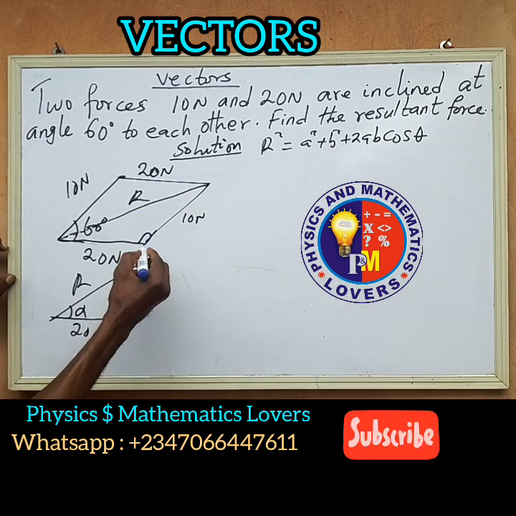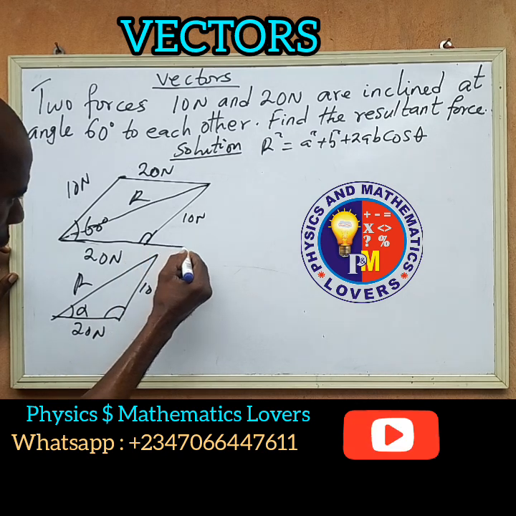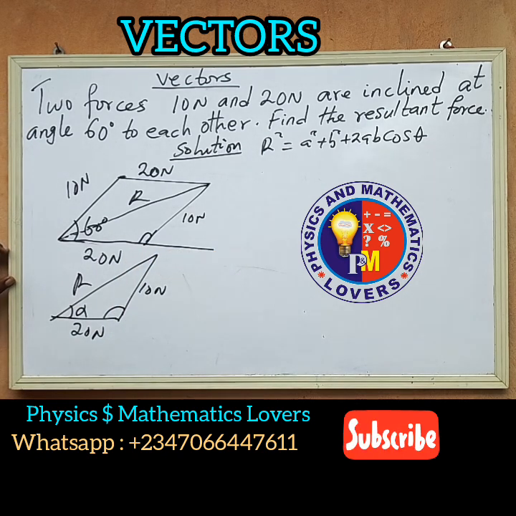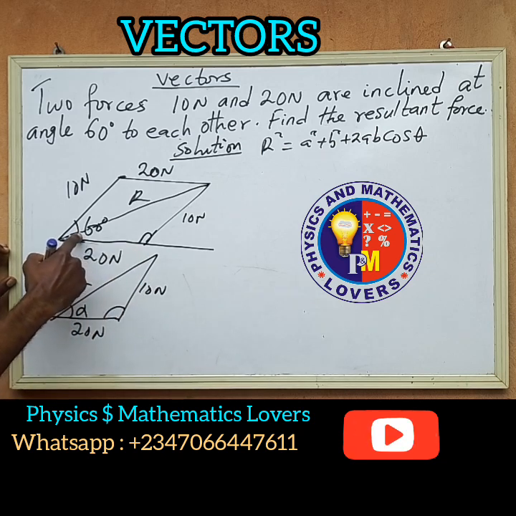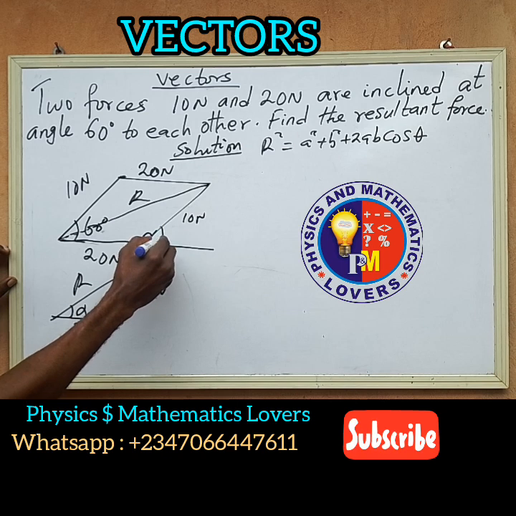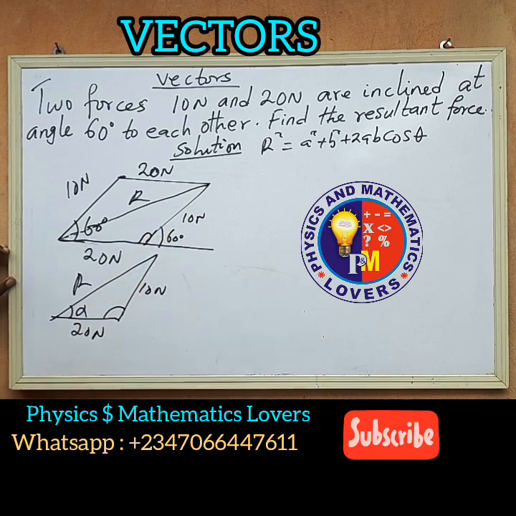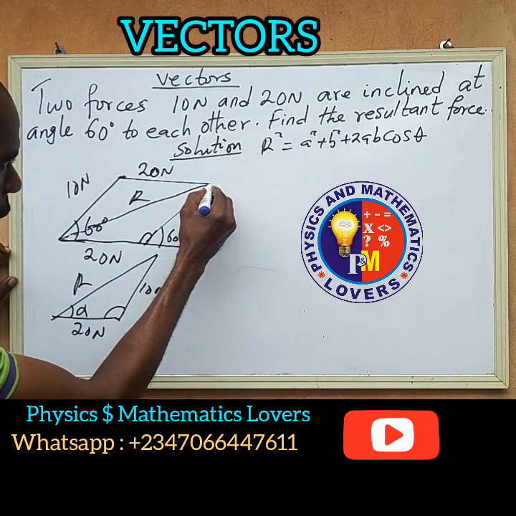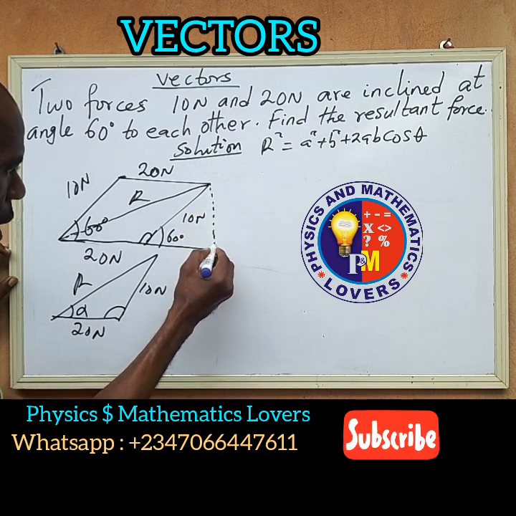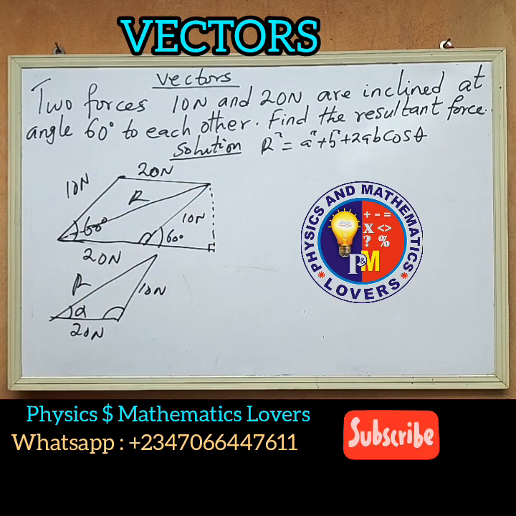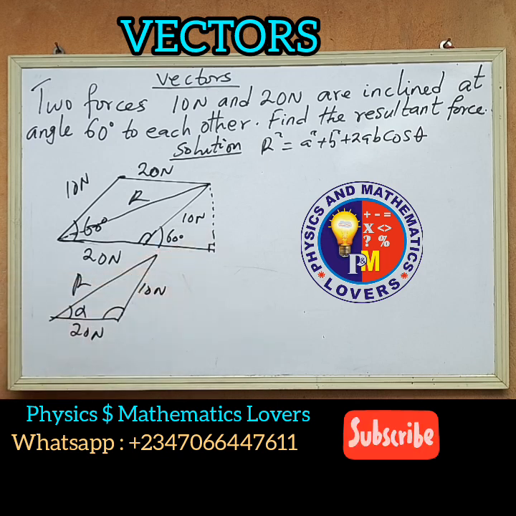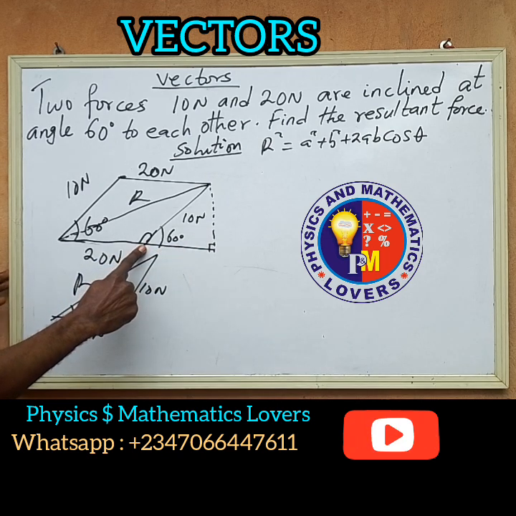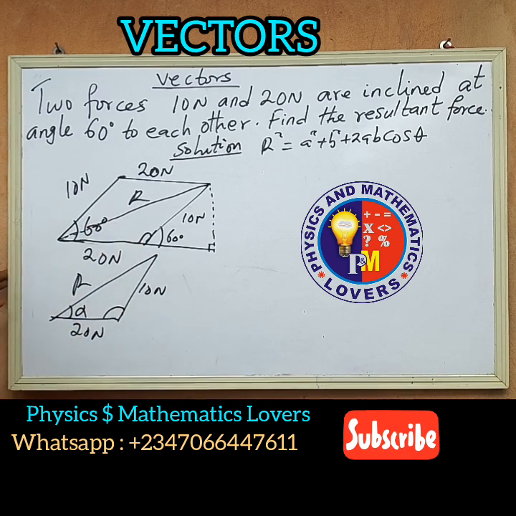Now here, let us trace this like this. Let's extend this, let's produce it. If we produce that, this theta here, according to corresponding angles in geometry, here is also theta. Here will also be 60 degrees. Let us produce this down. Then we now have a perpendicular there, so we are now having a right angle. So if you look at it now, here we have a right angle. Then from here to here is 20. Okay, now how do we get here?